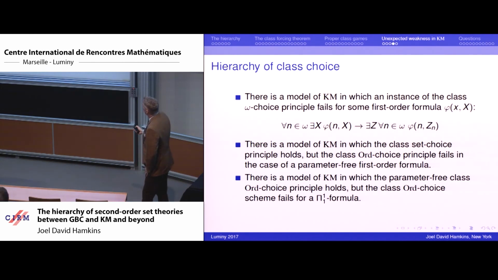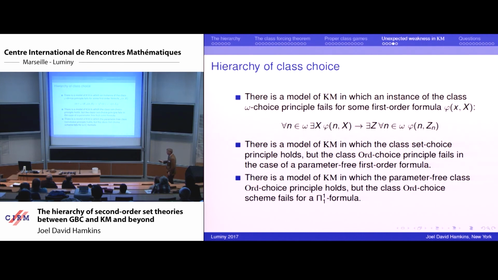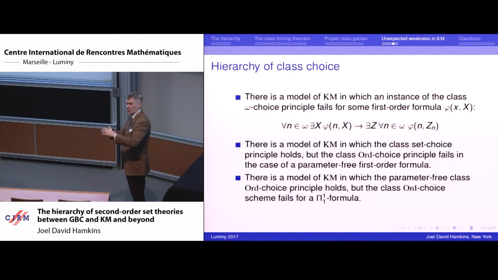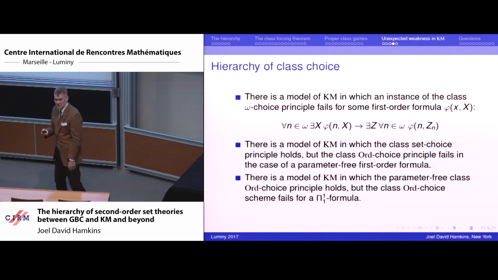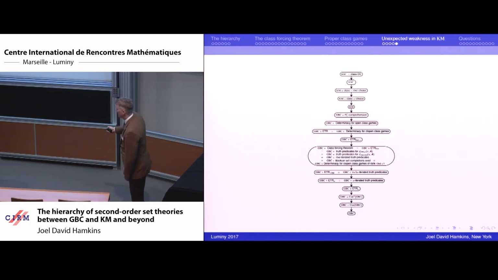We can make a model of KM in which the omega choice principle fails. So even the omega choice principle is not provable in KM. We can make the set choice principle hold, but the ORD choice principle fail, so we can separate the difference between less than ORD and ORD choice. We can make the ORD choice hold, and the second order ORD choice scheme fail. So we can make these separations. And all of this is happening above KM. So if we go back to the hierarchy that I'm sorry you can't see, but this is KM, and then we make these separations above KM with various amounts of class choice.